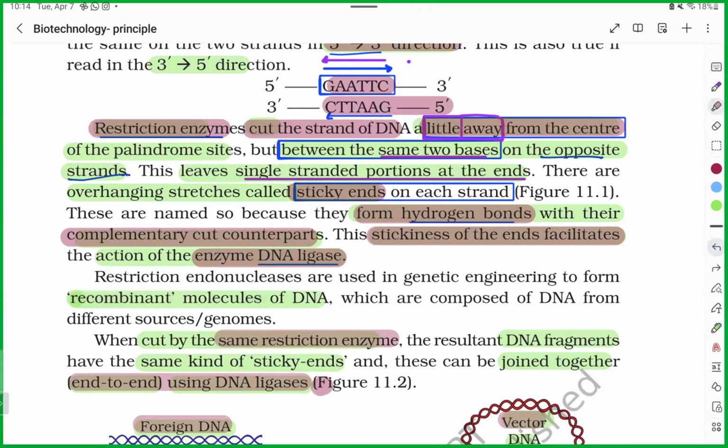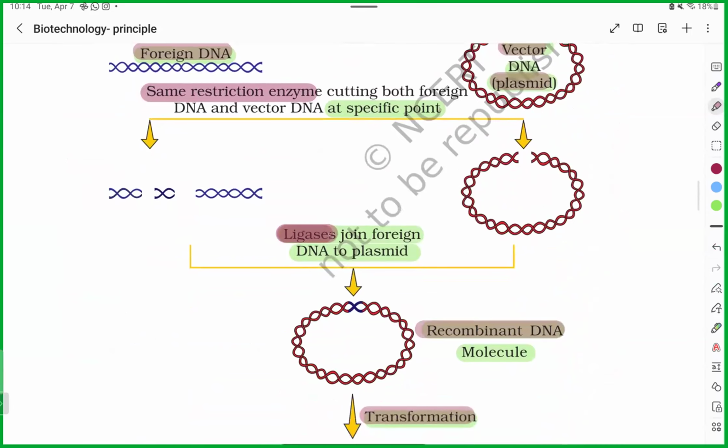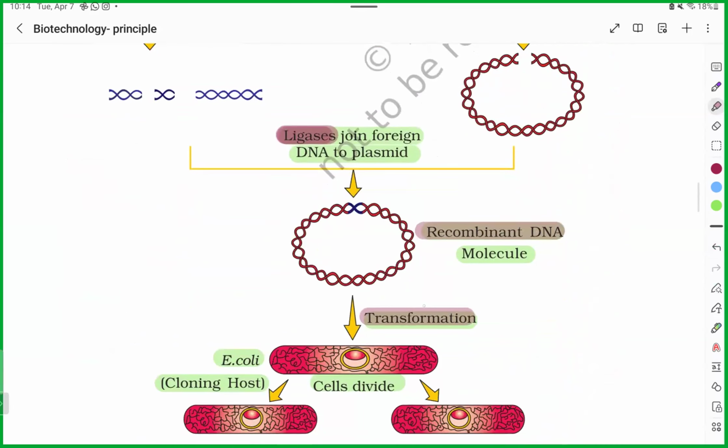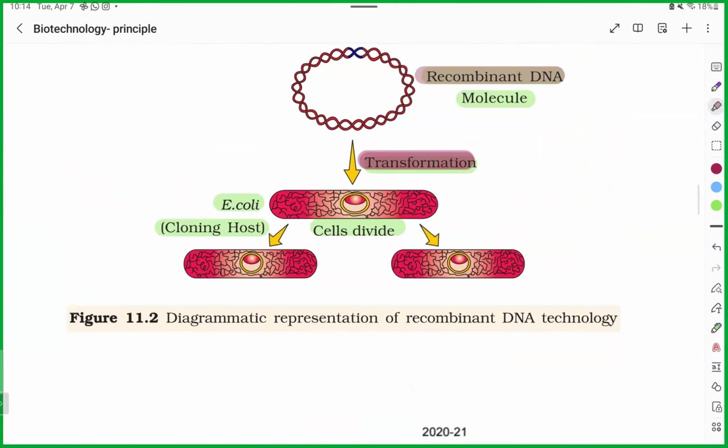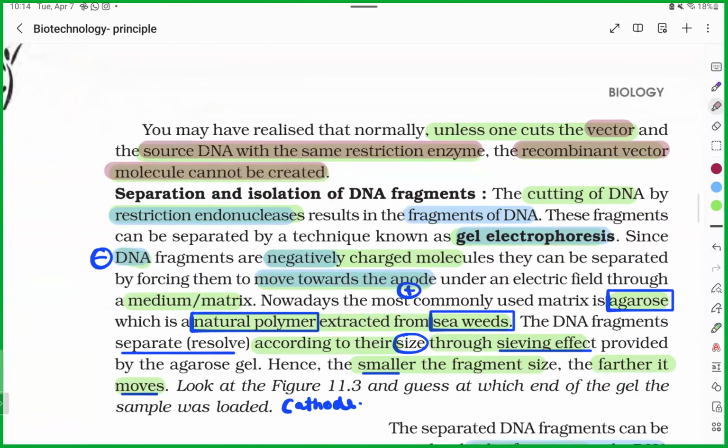Foreign DNA and vector DNA will use the same enzyme, cut both strands at a specific point, join them with the ligase enzyme, then recombinant DNA forms, and the same thing is given here. Source DNA and vector DNA should be cut by the same enzyme. Otherwise, you cannot create a recombinant vector. You need to use the same enzyme. Otherwise, it will not work.